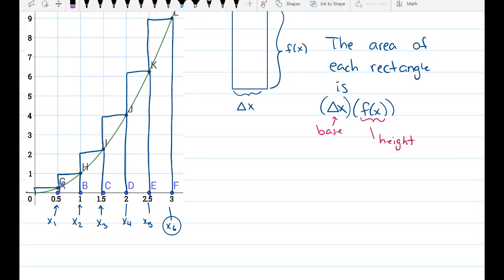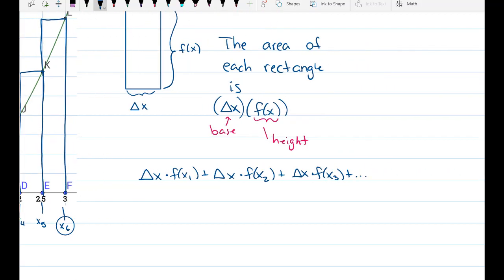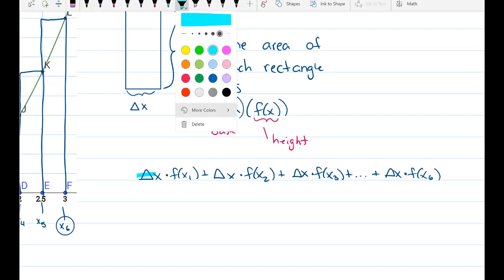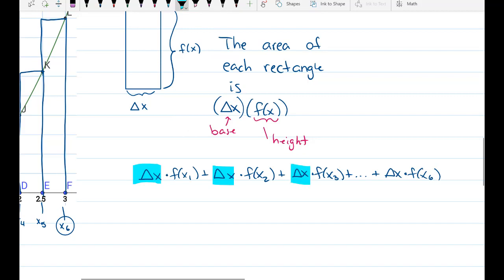So in order to find the area underneath the rectangles, you're going to add up all of the areas of each rectangle. So delta x times f of x sub 1 plus delta x times f of x sub 2 plus delta x times f of x sub 3 plus all the way until you get to delta x times f of x sub 6. Now notice in each of these, you have a delta x. So to make our math a little easier, we go ahead and factor that out.